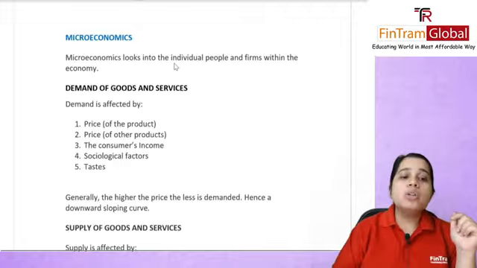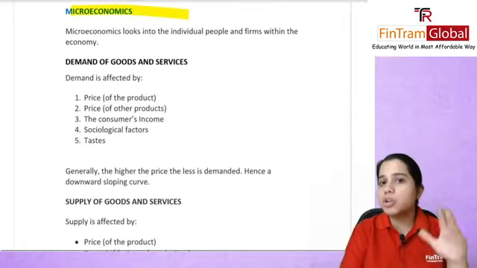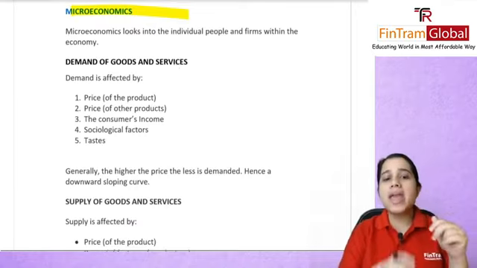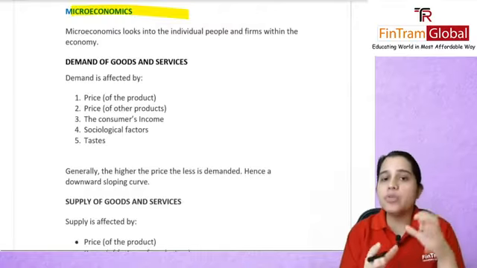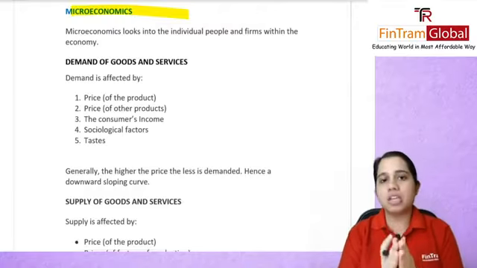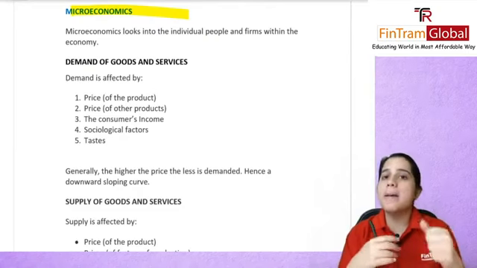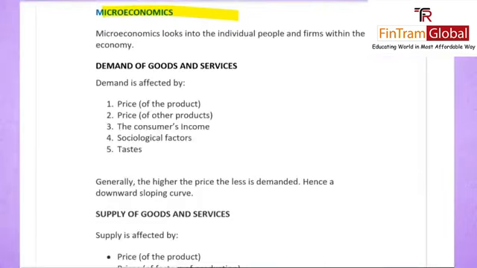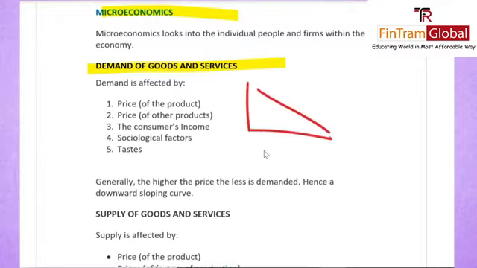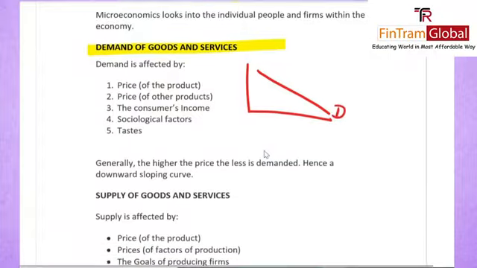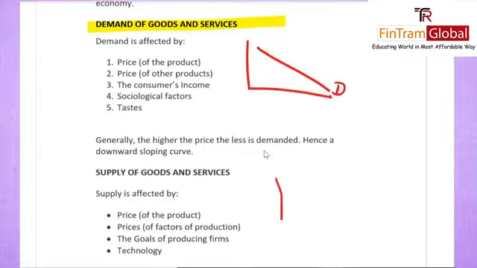Next, we talk about microeconomics. We covered macroeconomics, and now we will be talking about microeconomics. This looks at individual people and firms within the economy, as opposed to macroeconomics. Here we talked about demand of goods and services, wherein we said, firstly, the demand curve is always a downward sloping curve. So this is your demand curve. It's a downward sloping curve, as opposed to your supply curve, which is always an upward sloping curve.